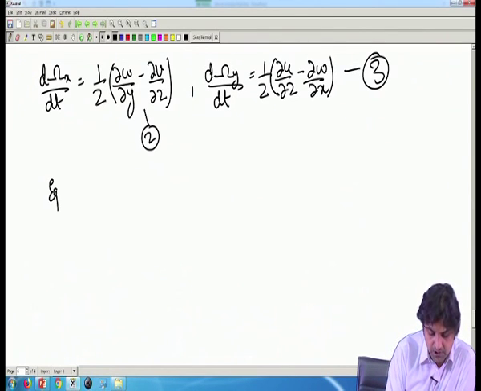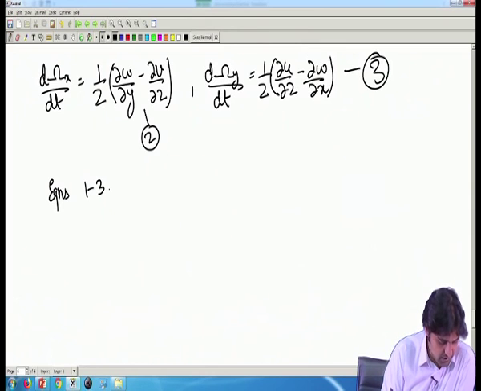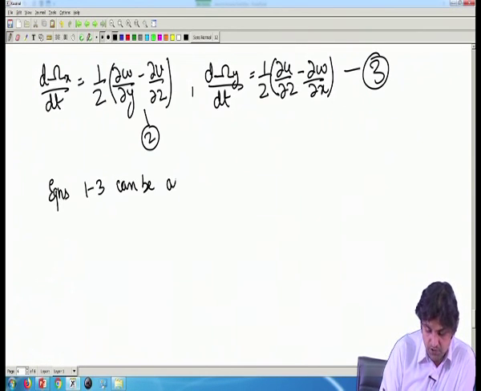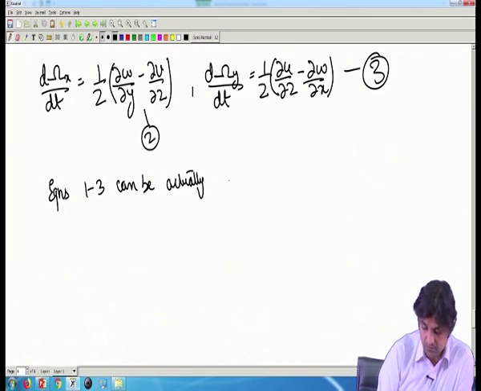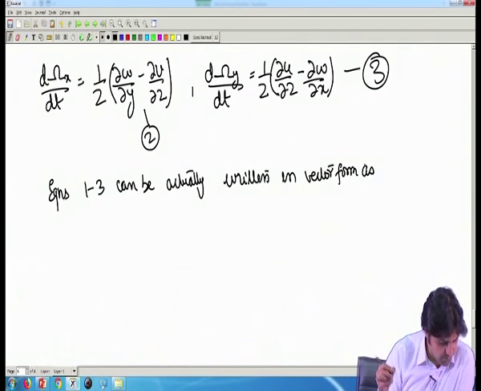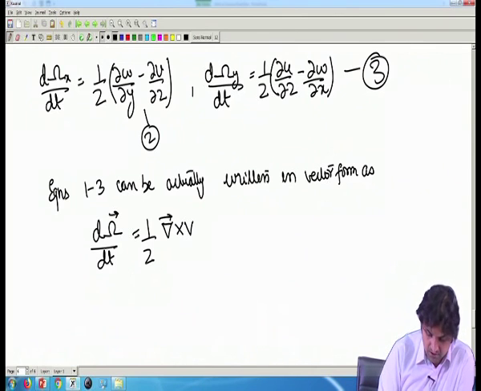So, equations 1 to 3 can actually be written in vector form as, because there are three components, we can simply write is equal to half.